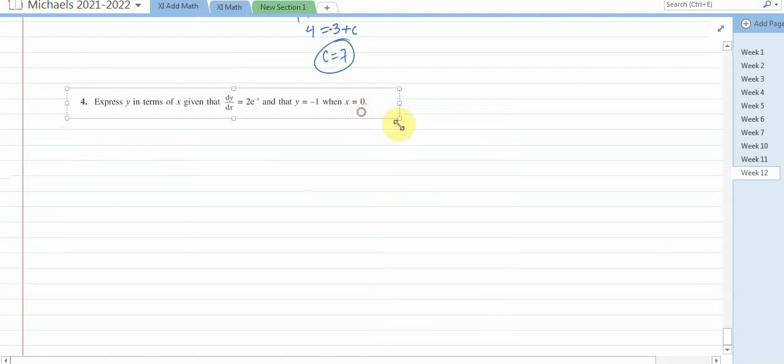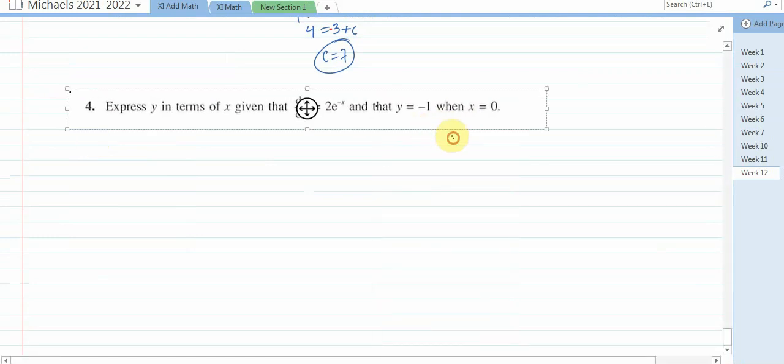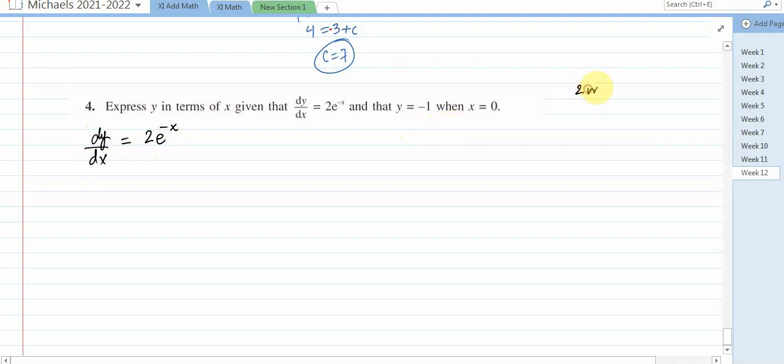Alright, so it says express y in terms of x, same type of questions, and you have dy over dx is equal to 2 e to the power minus x. You have the value of y and x. It is the same one like we have done previously. So first we need to give it a try, and for that part you have a time of 2 minutes, so start.